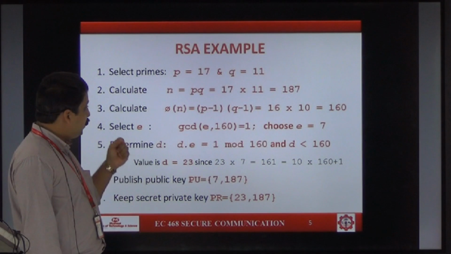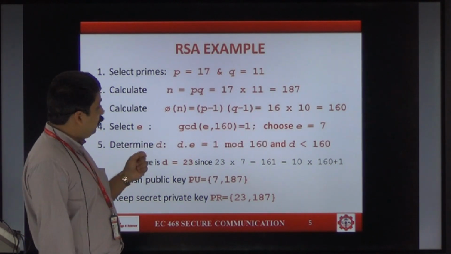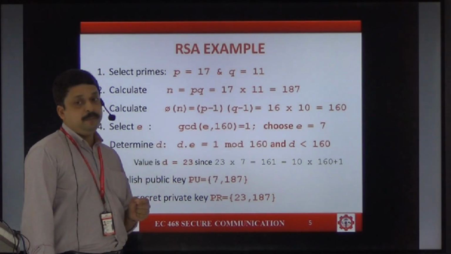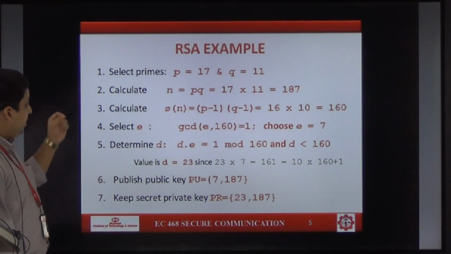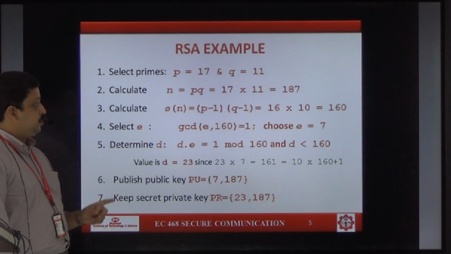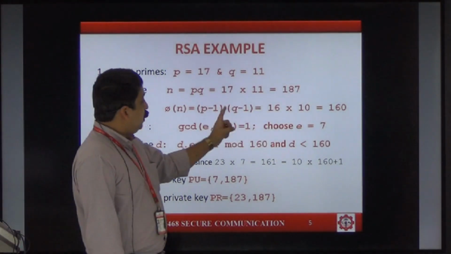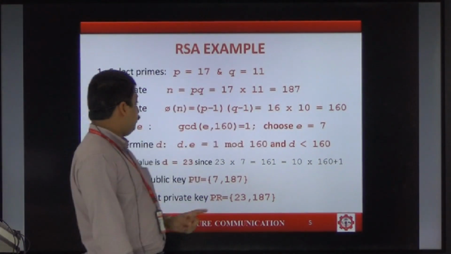Their product N is equal to PQ, and that value will be 187 when P is 17 and Q is 11. Now we need to calculate phi of N, that is P minus 1 into Q minus 1, and that value is 16 into 10, you will be getting 160.